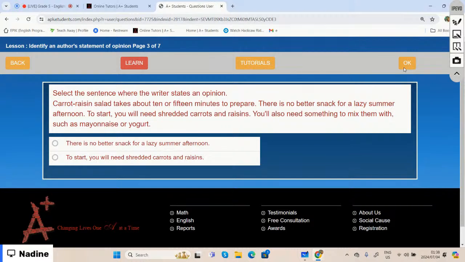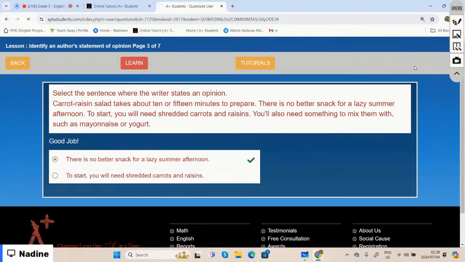All right, and if we were to select the opinion of the writer, then we would go with option one. Option one is an opinion because the writer says there's no better snack for a lazy summer afternoon. Remember, what is yummy or tasty for one person is not yummy or tasty for another person. So we cannot assume that there is no better snack for a lazy summer than this one. So we will go with option one.